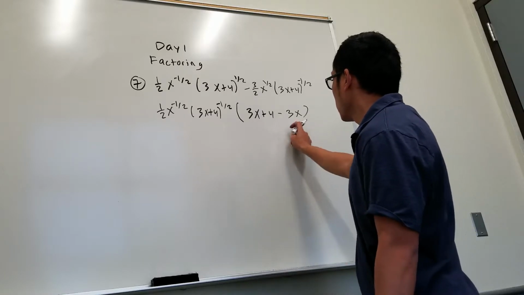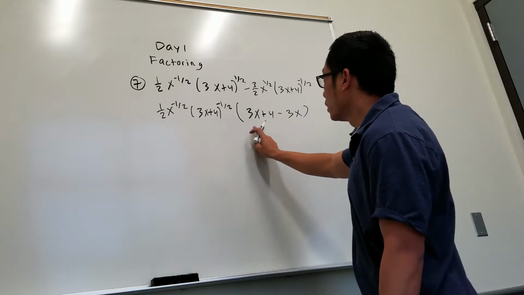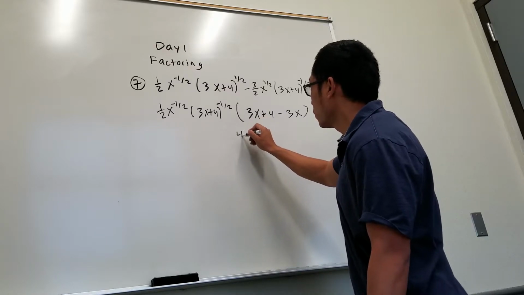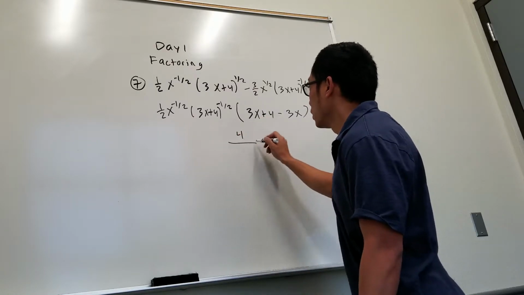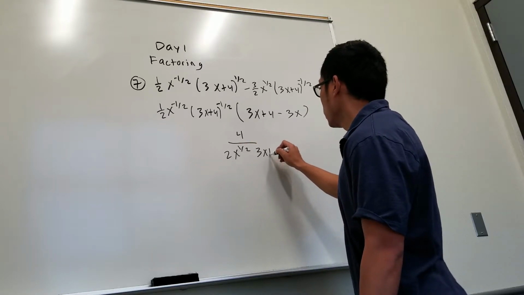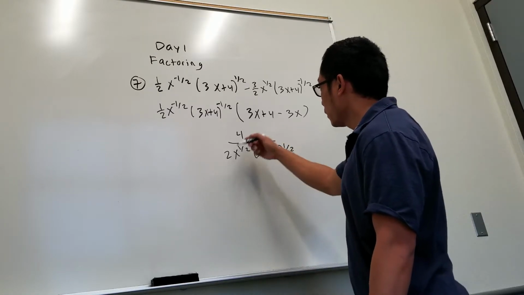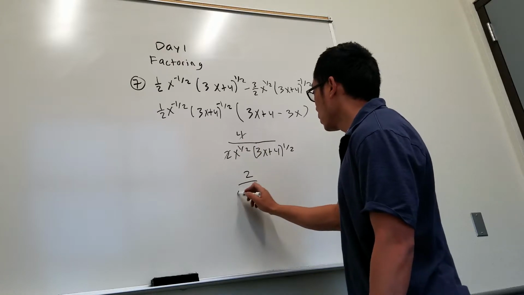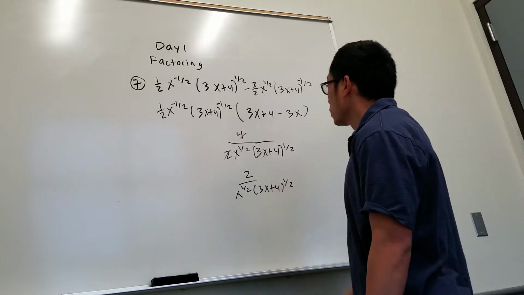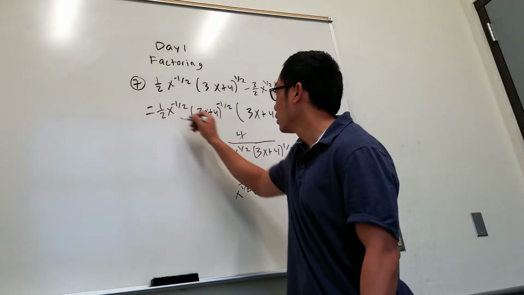What can I do? You see this? I can simplify this right away. So let's do that. Anything from a negative goes on the bottom, so on the top would just be 4, and the 2 also goes on the bottom. Then 2x to the 1/2, and then you have 3x plus 4 to the 1/2. There you go. Now I can simplify 4 and 2, right? So you have 2 over x to the 1/2, you have 3x plus 4 to the 1/2. That's it.